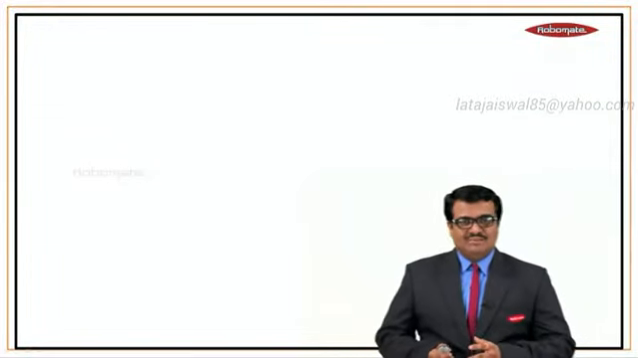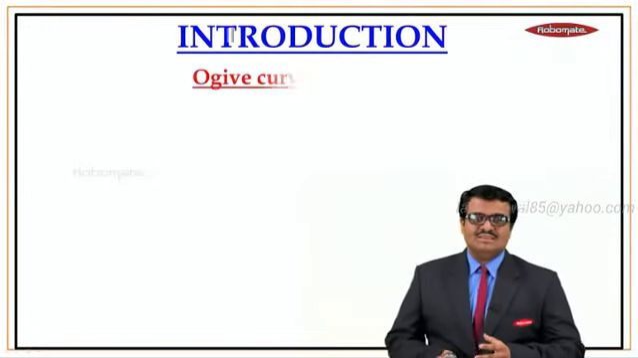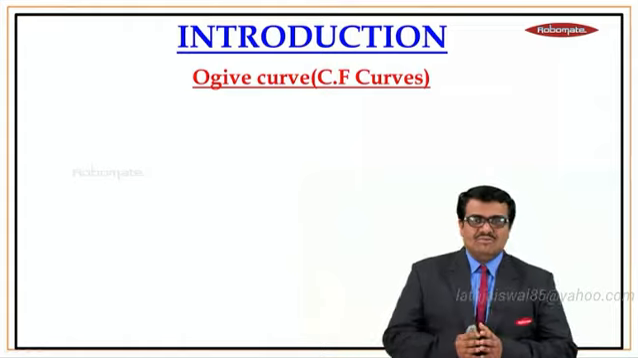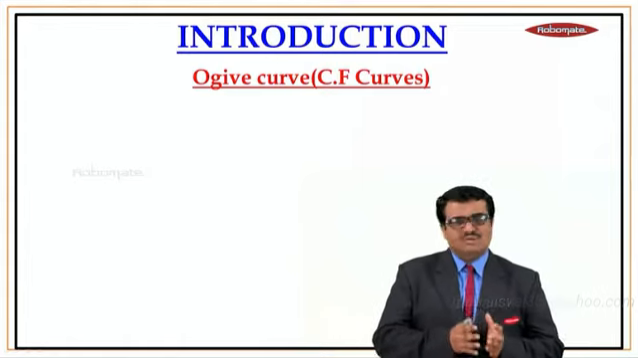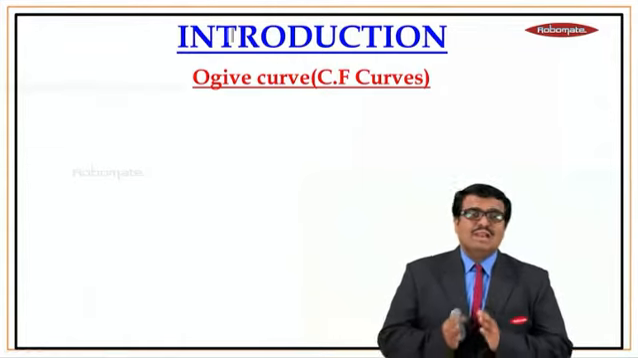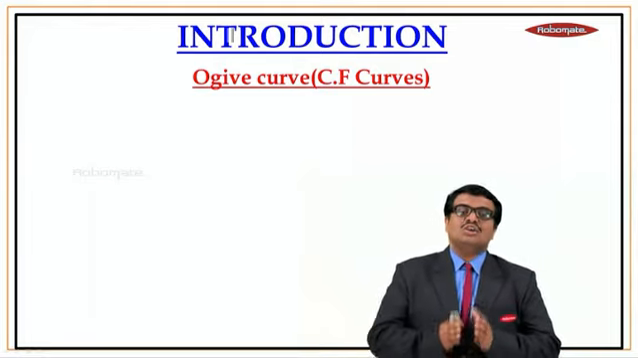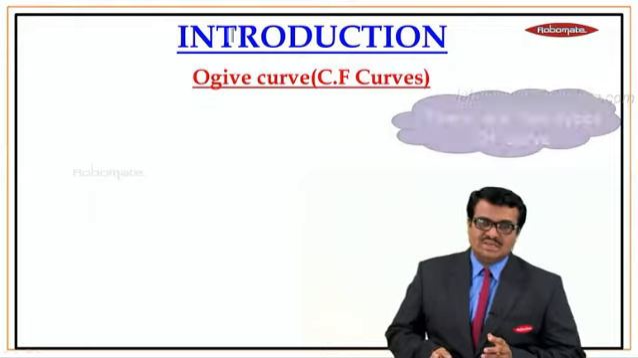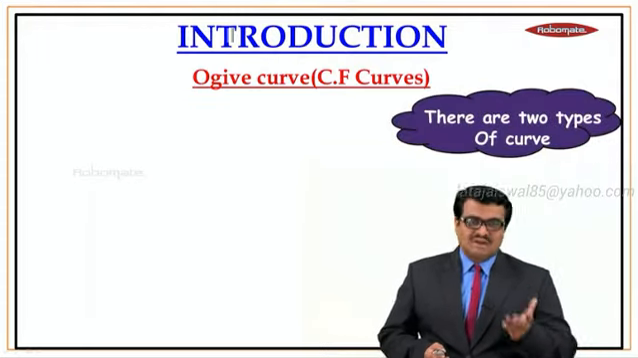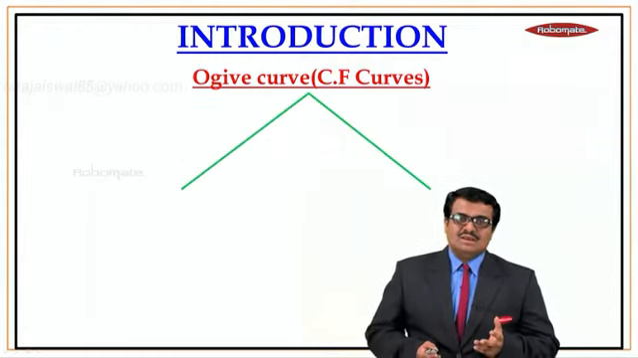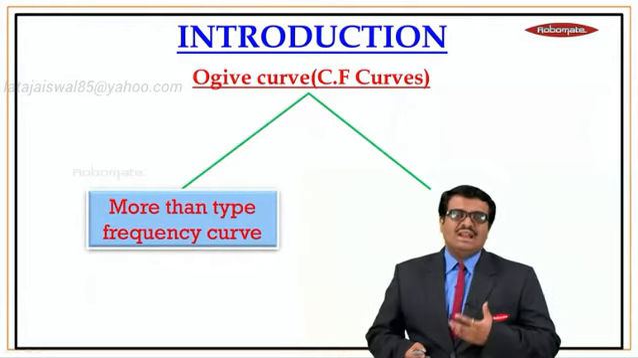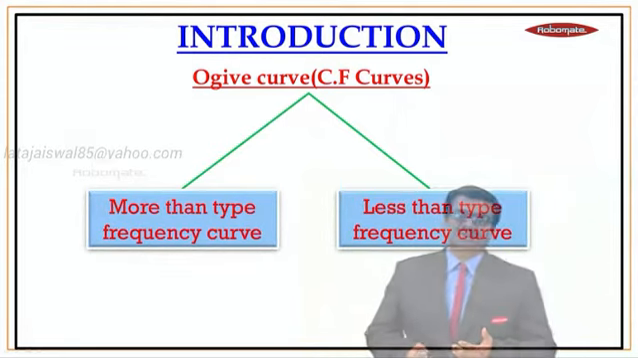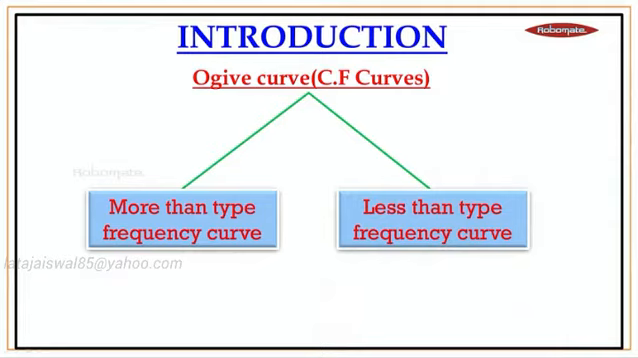Now the next concept we'll learn is called Introduction to Ogive Curve or CF curve. What do you mean by CF? We already learnt in median: cumulative frequency. So these curves are called cumulative frequency curves, or also ogive curves. Now there are two types of curves. The first one is called more than type frequency curve, and the second one is called less than type frequency curve. Now we'll learn how to draw both of them.